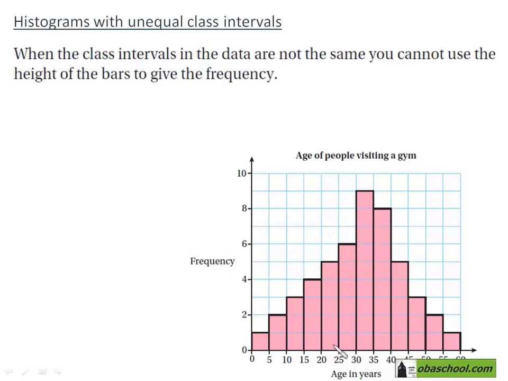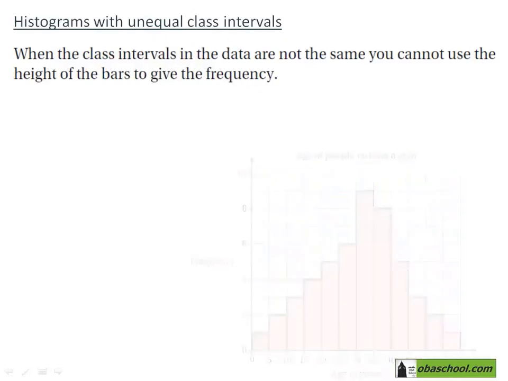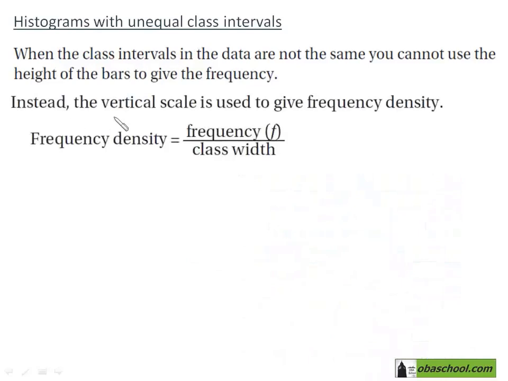You're basically used to histograms that look like this. They all have the same class width and of the same density, if I must say. This is an example of histograms that we have been using for the past tutorials. In this tutorial, we will be introducing a new type of histogram that has a slight difference to the original ones. Instead, the vertical scale is used to give frequency density, and the equation of frequency density is frequency, F, divided by the class width.